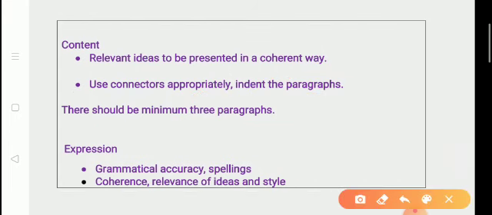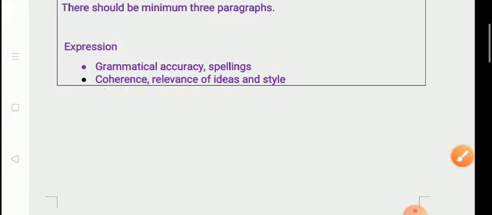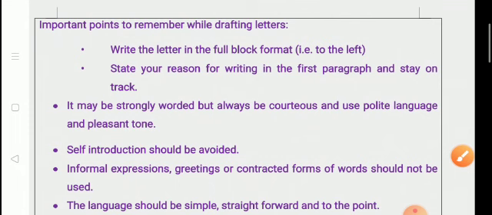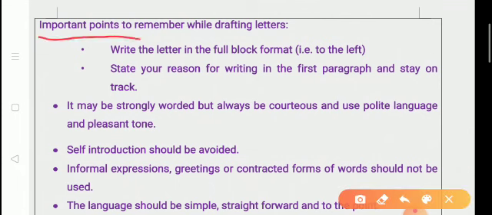Then coming to the expression part, there should be grammatical accuracy, and spelling should be correct. Marks are given for coherence, relevance of ideas, and style, the way you write, compound sentences, complex sentences, and the fluency of writing. The next point is important points to remember while drafting letters.